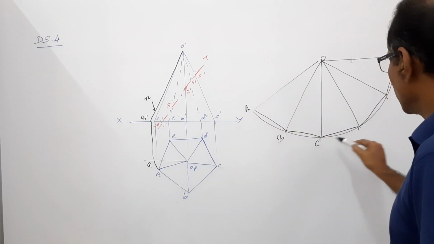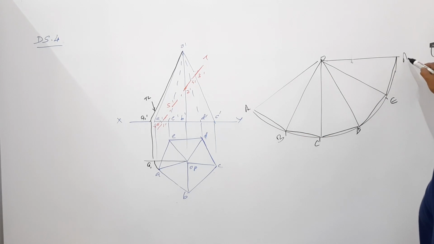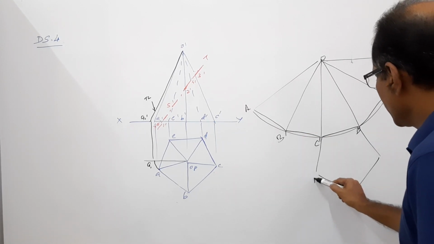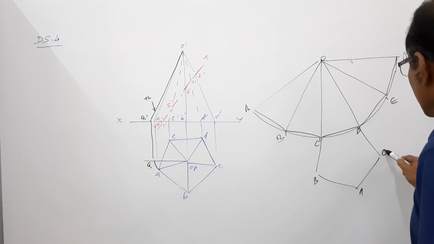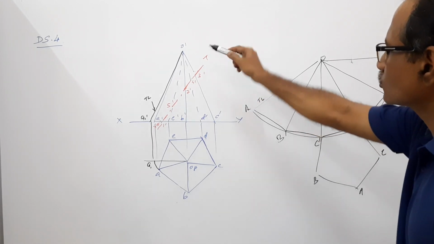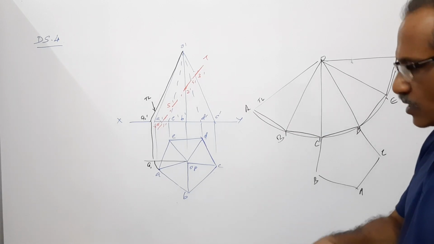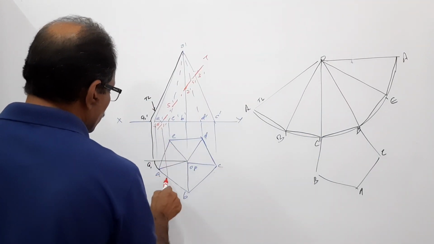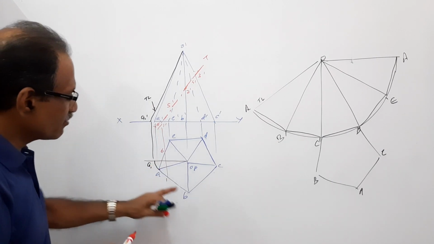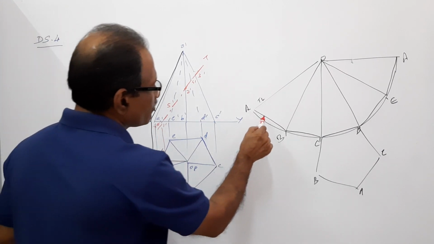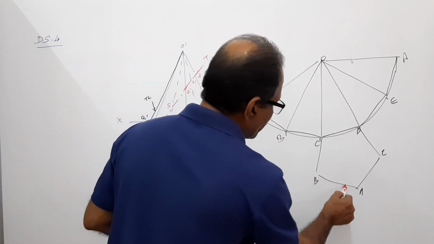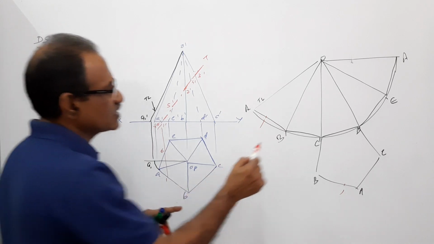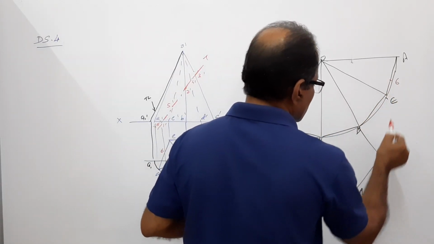A, B, C, D, E, A. I am drawing a pentagon here. B, A, E. This is the true length. Now, where are 1 and 6? Drop 1 dash and 6 dash down. Point 1 is on the way from A to B, this far away. Point 6 is on the way from E to A, this far away.